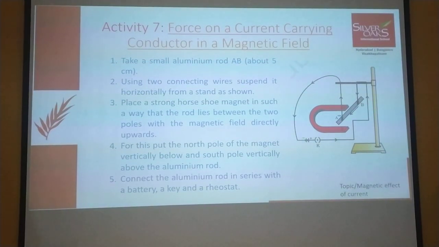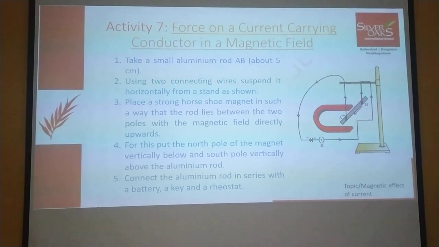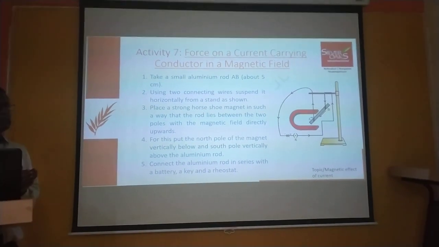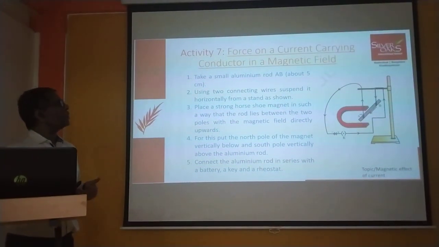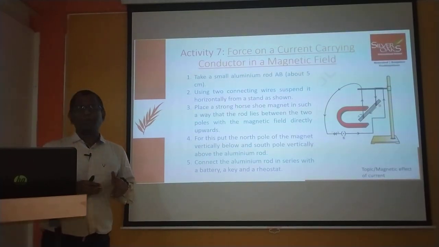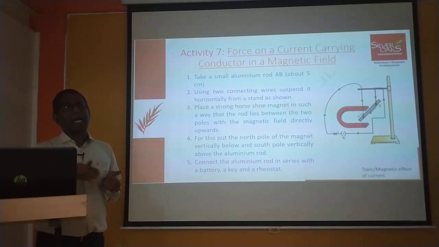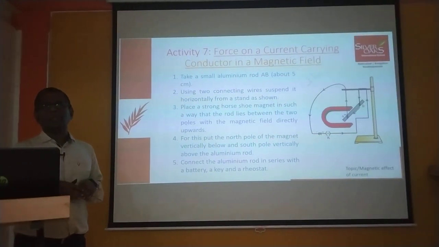Now the next activity that I am going to demonstrate to you is the force on a current carrying conductor when it is placed in a magnetic field. So why should there be a force? If I put a current carrying conductor near a magnet, why does a force act on the wire? Because you have already seen a current carrying conductor generates a magnetic field. So the magnetic field generated by the current carrying conductor and the other magnet will interact. You know that similar poles repel each other and opposite poles attract each other.